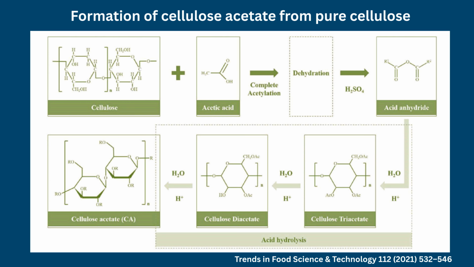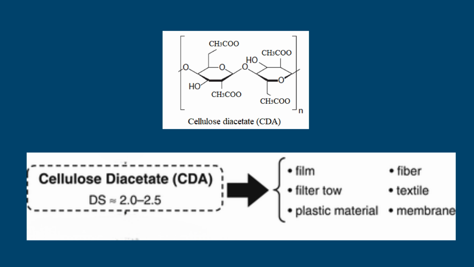Cellulose diacetate, CDA. Cellulose diacetate possesses a degree of substitution of approximately 2.2 to 2.5 and remains soluble in acetone. It exhibits excellent flexibility, transparency, and dyeability, making it the dominant material for acetate textile fibers, photographic films, cigarette filters, and packaging films.